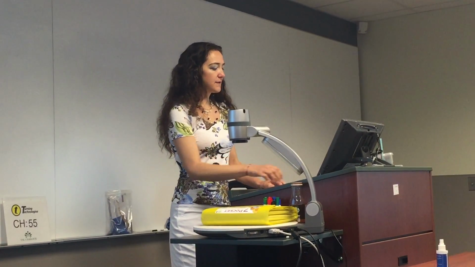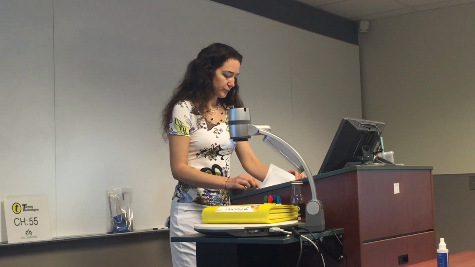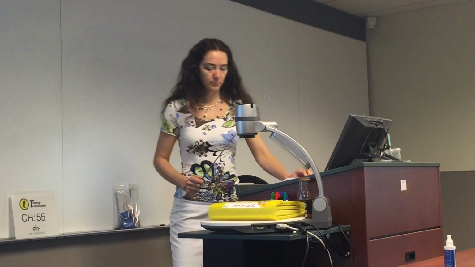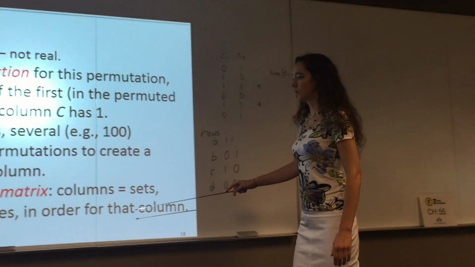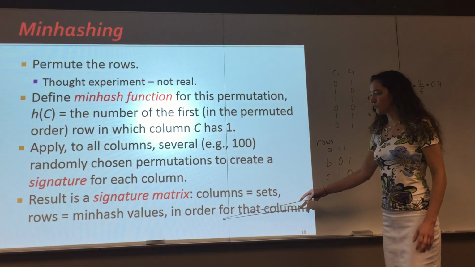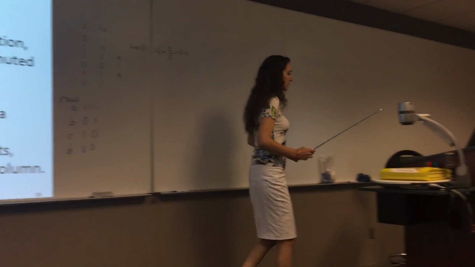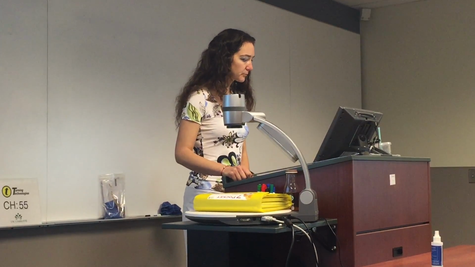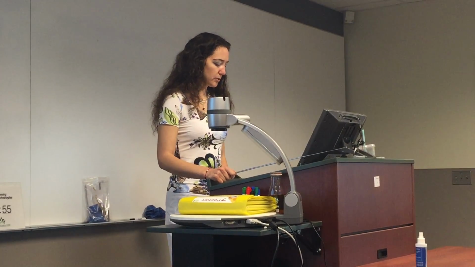The columns are the sets, and the rows will be the min hash values for that column. We said that the rows will get a number, and we will follow the order of the numbers that we get. So first the first one, second the second one, third the third one, and so on. So, for example, let's say this is the input matrix.